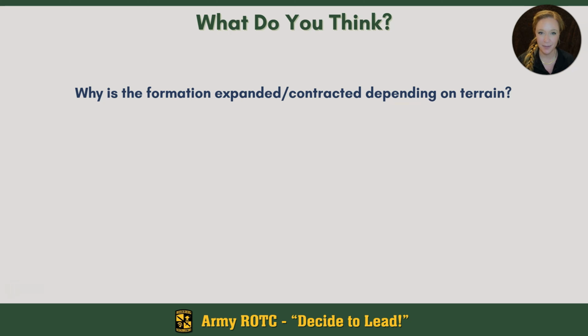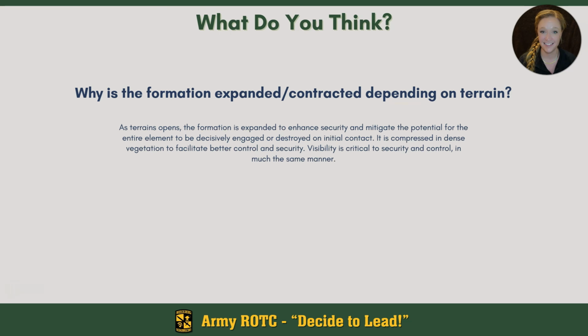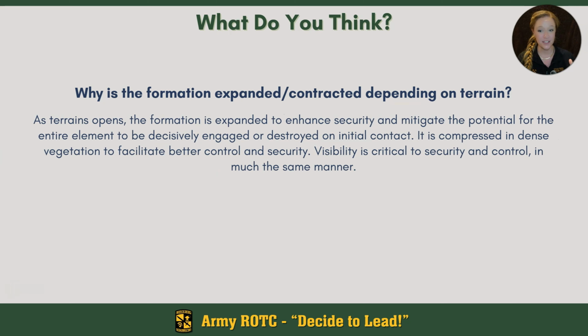So when we're talking about the fire team wedge, why is the formation expanded or contracted depending on the terrain? What's the point of that? And maybe what are some examples of terrain that we might be in that would cause us to expand or contract? Well, when terrain opens up, the formation, we actually expand out, so we have better security, and we can mitigate the potential for an entire element to be engaged by the enemy. We don't want them destroyed on initial contact, so we want to be spread out more when we're in an open area where that's possible.